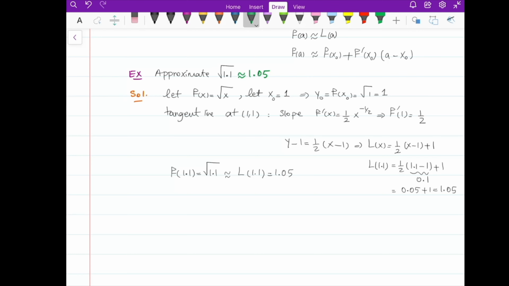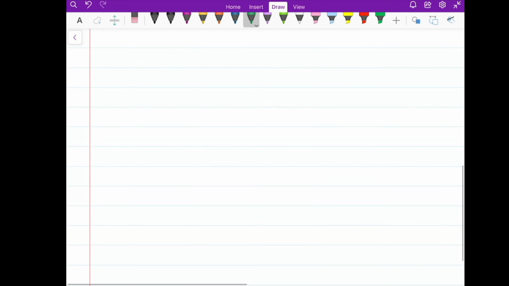Okay, that's how we use linear approximation to approximate a point for just one variable function. Let's look at linear approximation of a function of two variables.